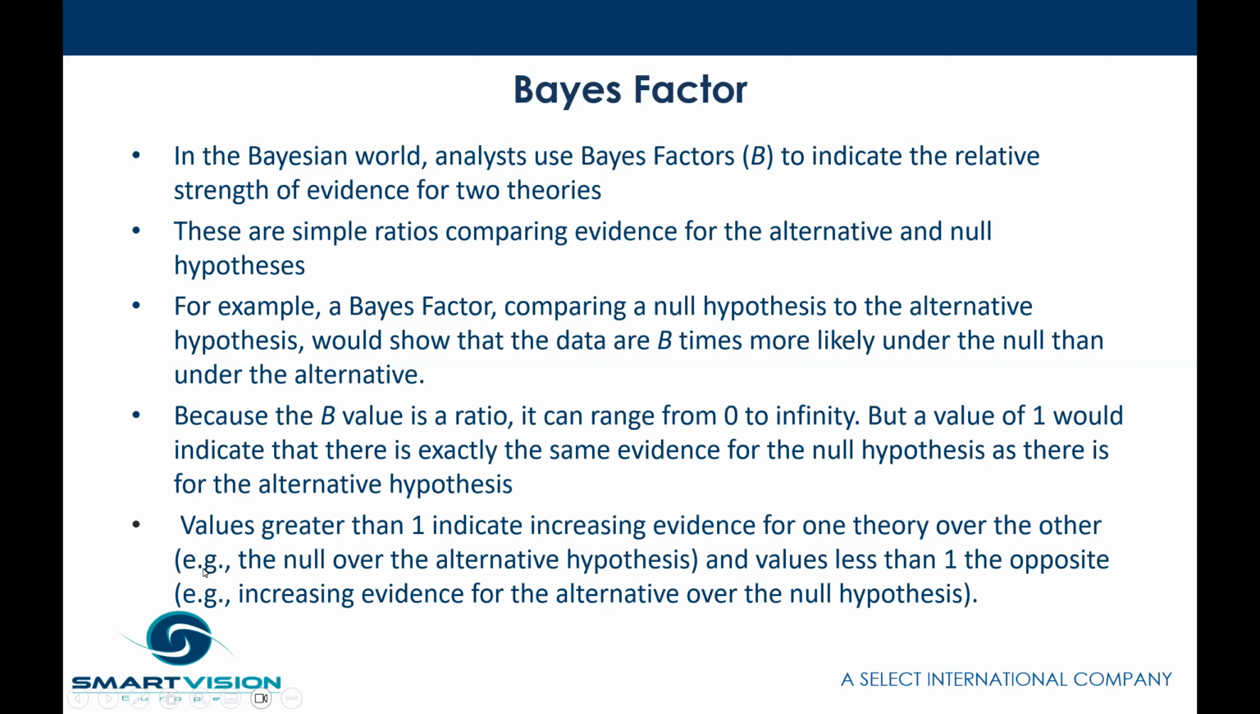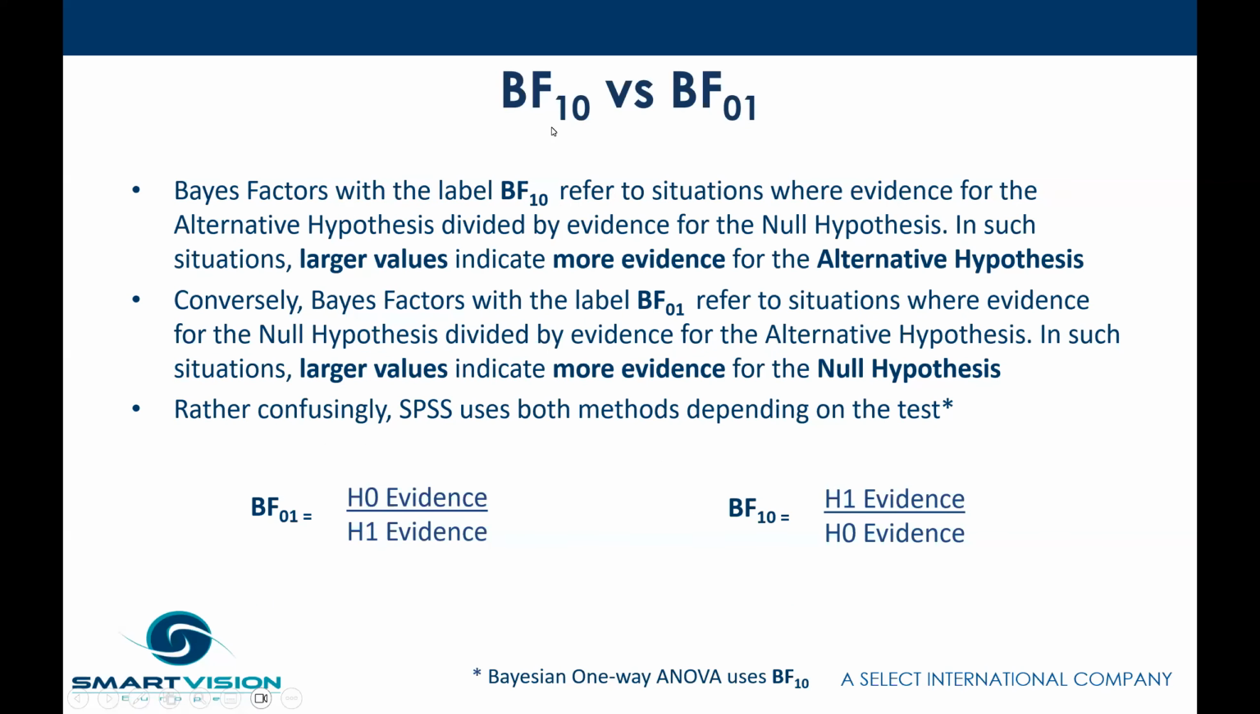You notice I'm using "for example" here. And that, unfortunately, is because depending on what method you're using and what tool you're using, sometimes it's labeled BF01 or BF10, where the null is divided by the alternative, or alternatively, the alternative is divided by the null. You'd think that they would have got together and decided what the convention was, but they didn't. So you need to check and make sure that you're interpreting it correctly by using the help system or something like that, whichever tool you're using. It's not just SPSS.